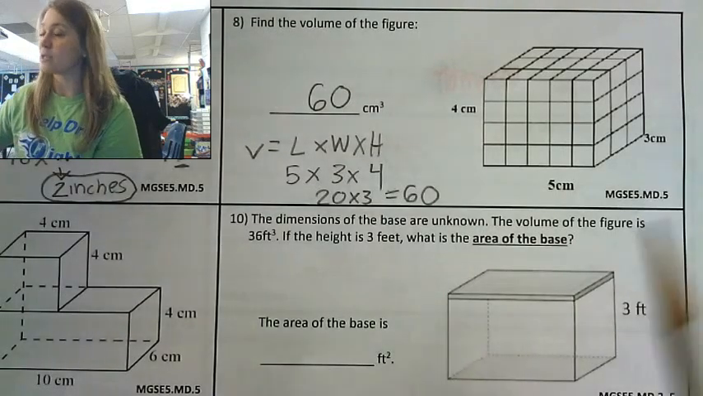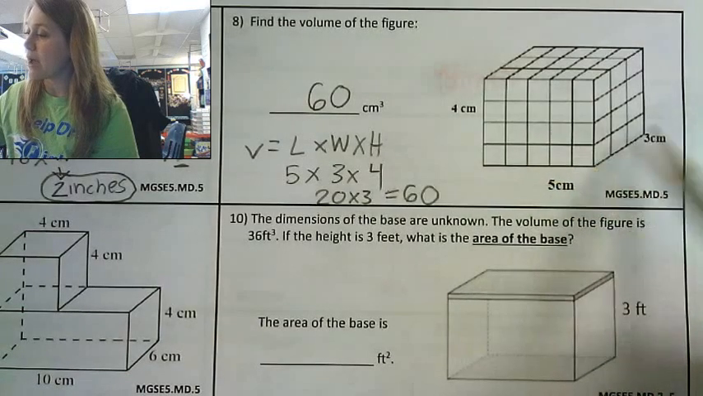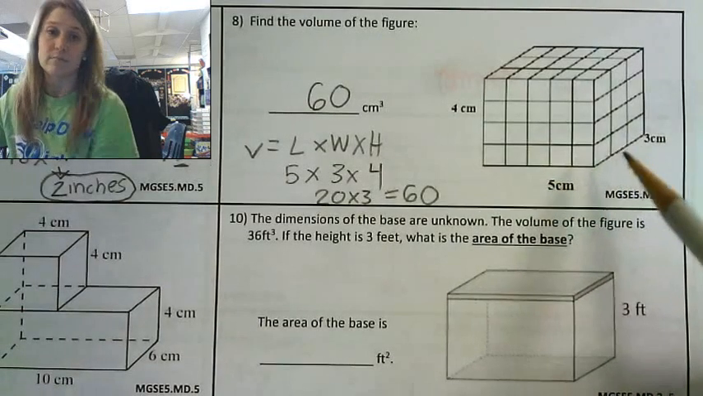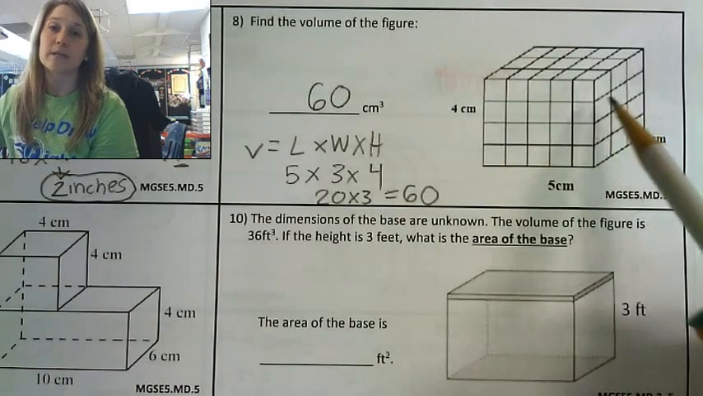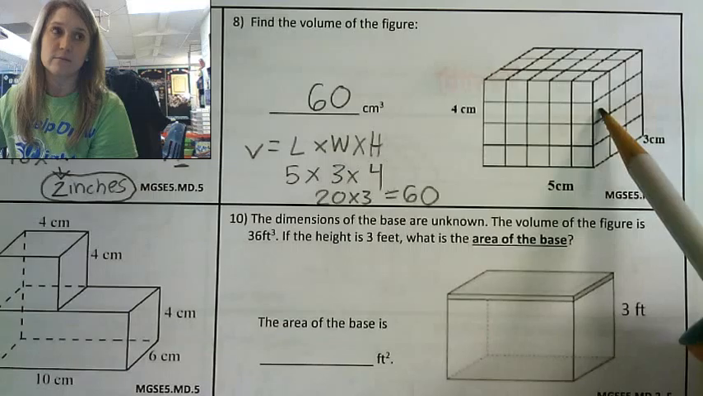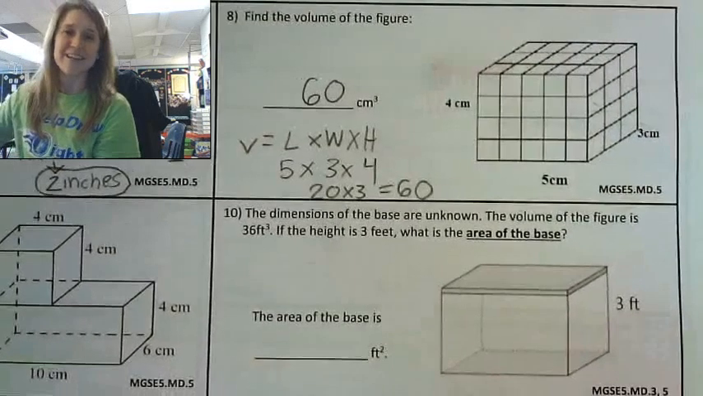Okay, you could also find yourself the base. You could see that I've got 5 by 3, so my base is 15. So you could add your base. 15 plus 15 is 30, plus 15 again is 45, plus 15 again gives you your 60. Either way works, all right?